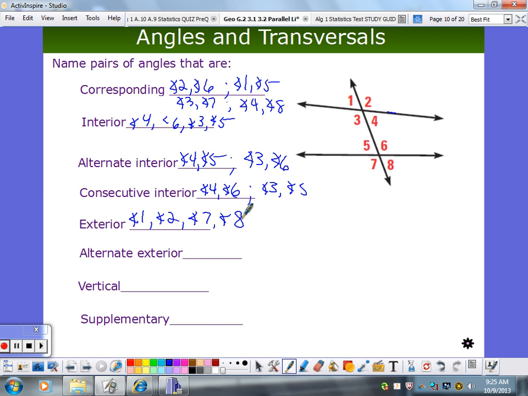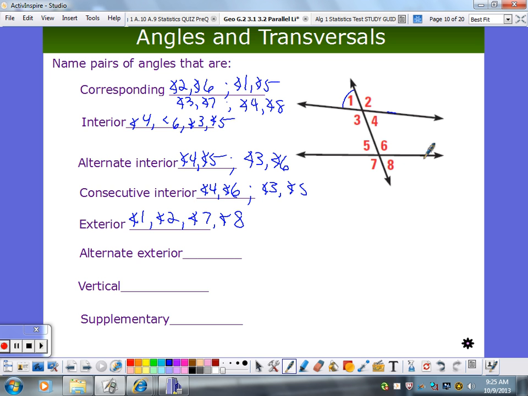Okay. Now, they have to be exterior, so they have to be outside the railroad tracks. And then they have to be ones that alternate around. Try again. So pick one of the exterior angles. These are my exteriors. This one, this one, this one, or this one. So pick one. They both have to be exterior angles that alternate around the transversal. Which one? 1, 3. Well, 3 is inside.